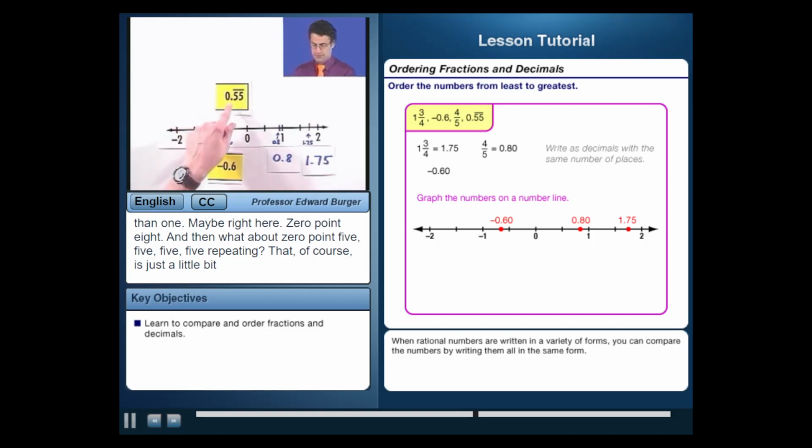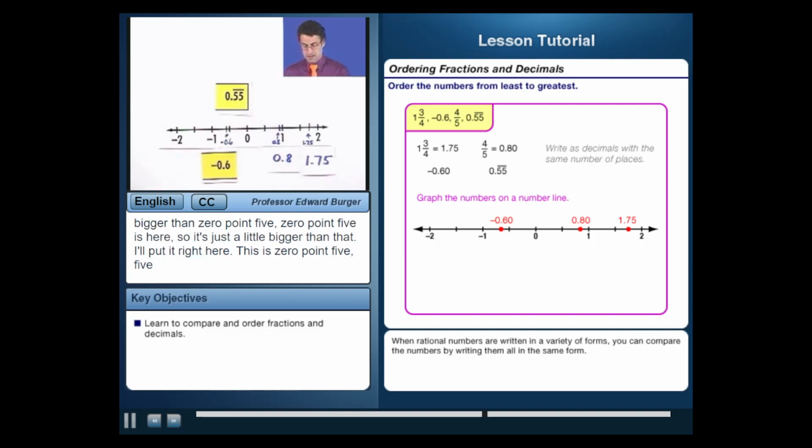And then what about 0.55555 repeating? Well, of course, that's something that's a little teeny bit bigger than 0.5. 0.5 is here, so this is a little bigger than that. I'll put it right here. And this is 0.55 repeating.